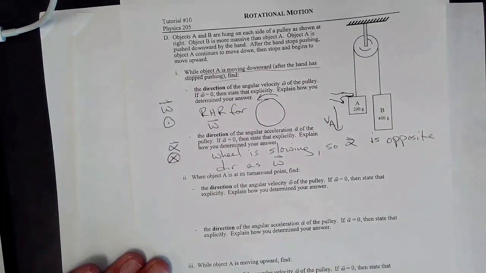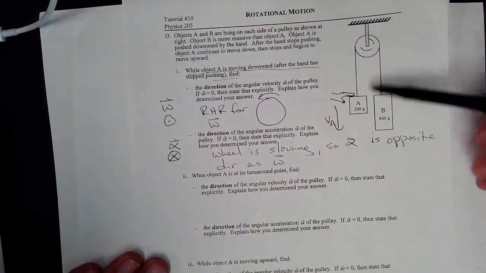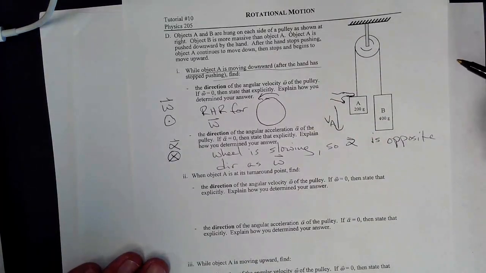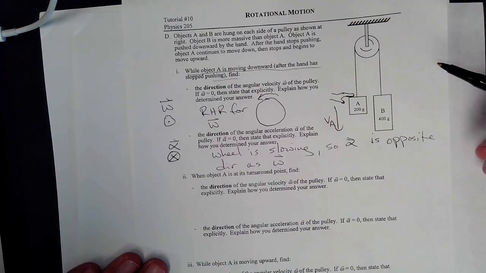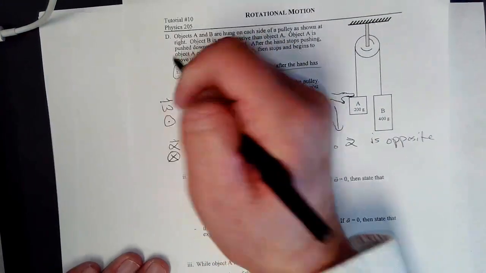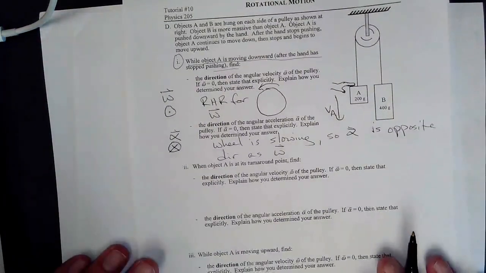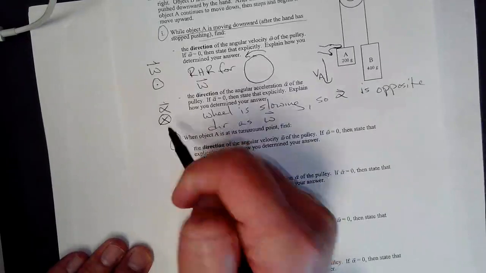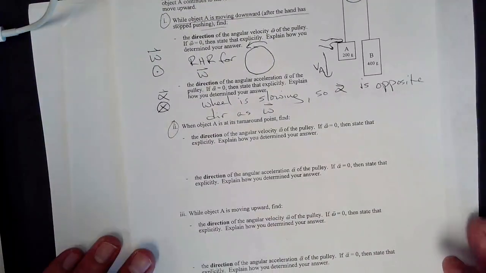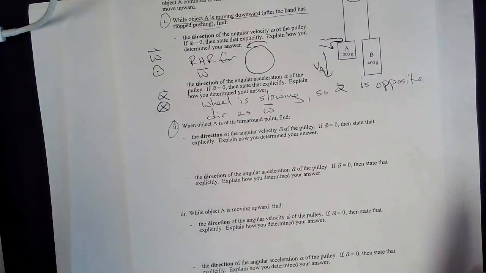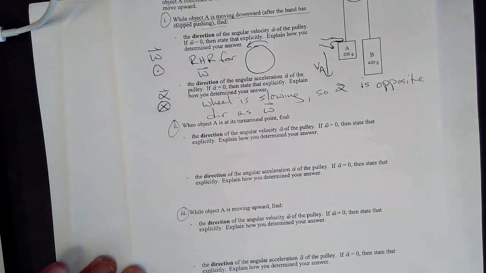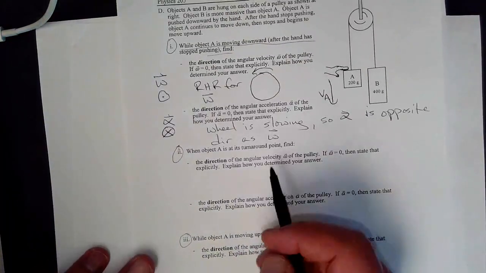Now I should have said at the beginning that we're looking at 3 different times during this problem. This first part, we're looking while A is still approaching the floor. At this second time, we're looking at object A at its turnaround point, where it stopped going down and it's about to go up. And then the third time will be while A is speeding up towards the ceiling. So let's look at the turnaround point.